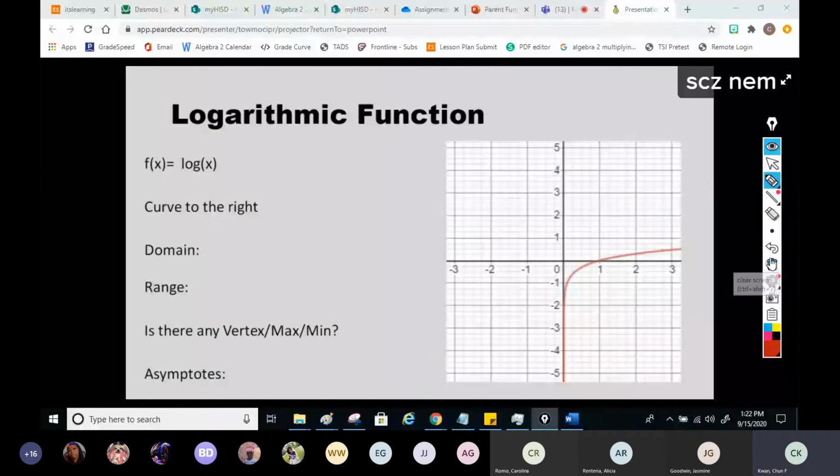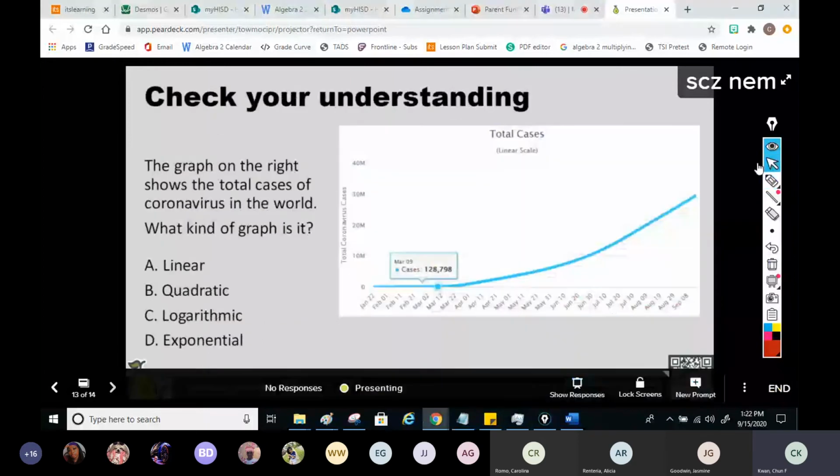All right, so let's answer some questions. Hopefully you guys are still with me. So right here, check your understanding. I have a graph right here. The graph on the right shows the total cases of coronavirus in the world. This is a graph that I just got this morning off of one of those websites that tracks the coronavirus. I want to ask you, what kind of graph is it?